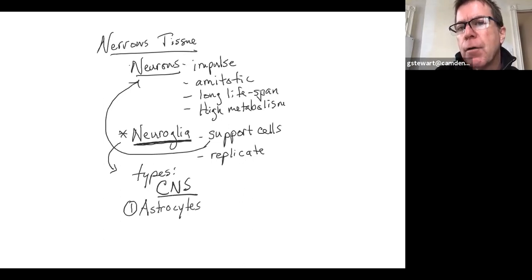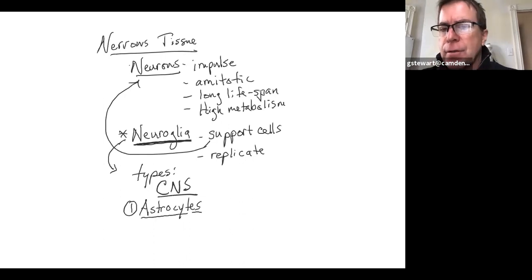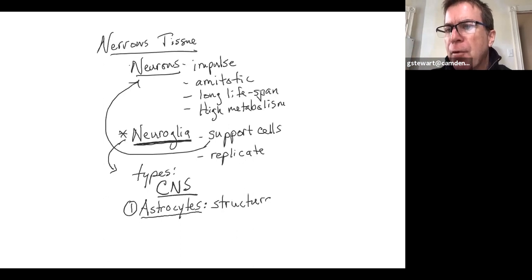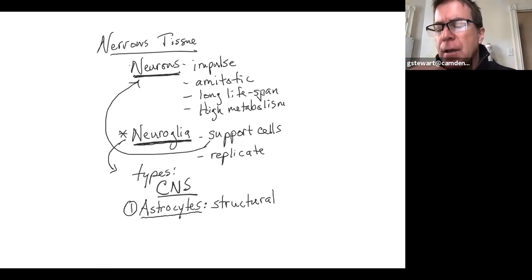First type of neuroglia are astrocytes. They get their name because they're star-shaped, hence the name astro. Their main function is structural. They provide structure for the nervous system in general. They help anchor neurons. They help form synapses, which are the junctions between a neuron and some other cell. So they have this huge structural capability.